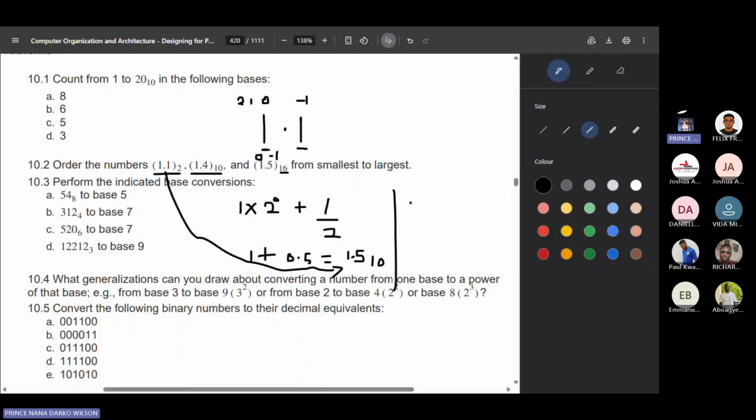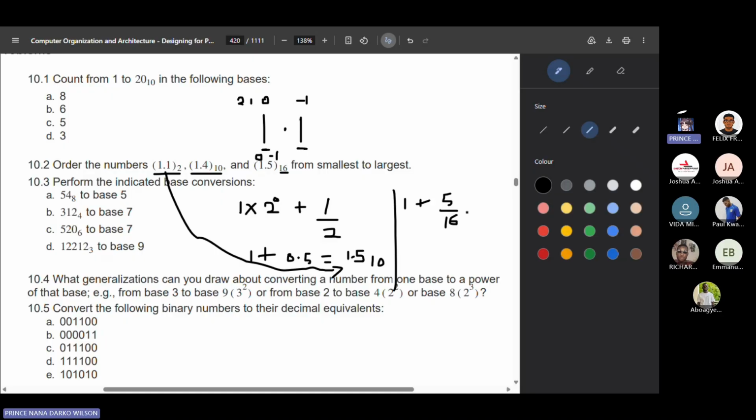So the first digit is going to be 1 times 16 raised to the power 0, which is the same as 1 times 1, because 16 raised to the power 0 is 1. And then the second digit, on the other hand, is going to be 5 times 16 raised to the power -1, which is the same as 5 divided by 16, like so. So we have 1 plus 5 divided by 16.